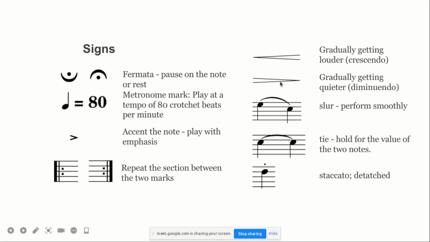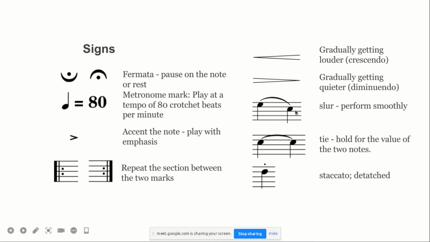And then vice versa. The opposite of it is diminuendo or decrescendo. It starts with the thick part, gradually getting smaller, and it means gradually getting quieter. These are very literal. You're not supposed to miss this in your exam.